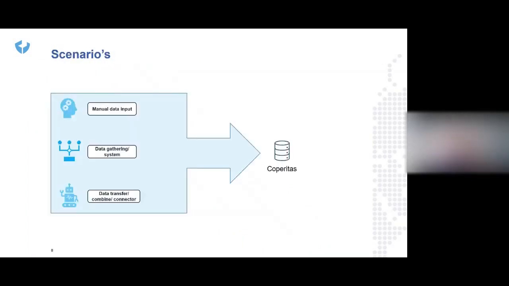Yeah, the third scenario, the data transfer combine connector scenario. It can be divided as follows. Firstly, an option is connecting your tool, your transfer pricing tool, to the ERP system through an API, a so-called application programming interface. What this basically is, is a secure connection between two applications pushing and pulling data.